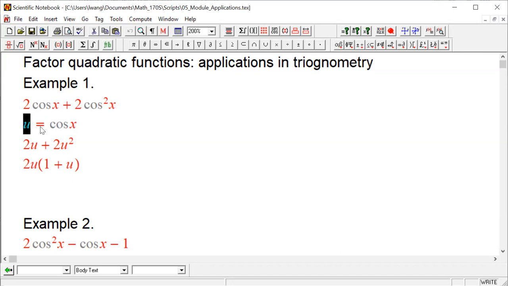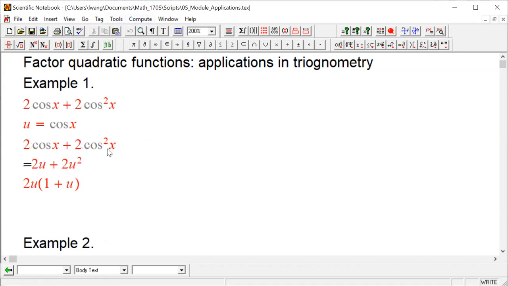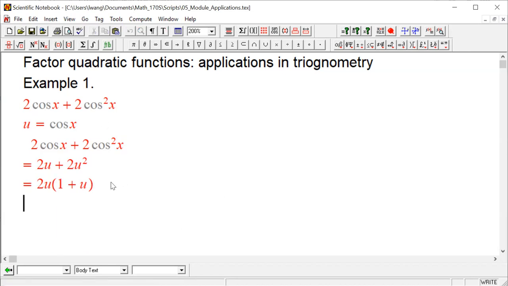If we introduce the variable u equals cosine x, then this expression will become like that. And that can be factored into 2u times 1 plus u. And then after it's been factored, we can bring back the u, where u equals cosine x.